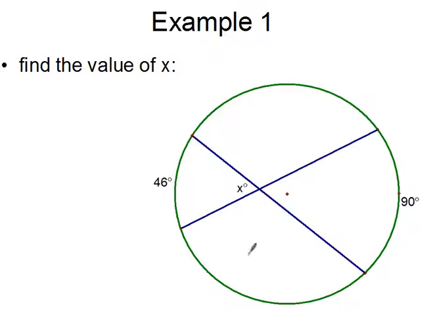So this one, the lines cross inside, so that means we add the two arcs and take half. So 46 plus 90 is 136, and half of 136 is 68 degrees. So then this angle is 68 degrees, that means this angle is also 68 degrees.